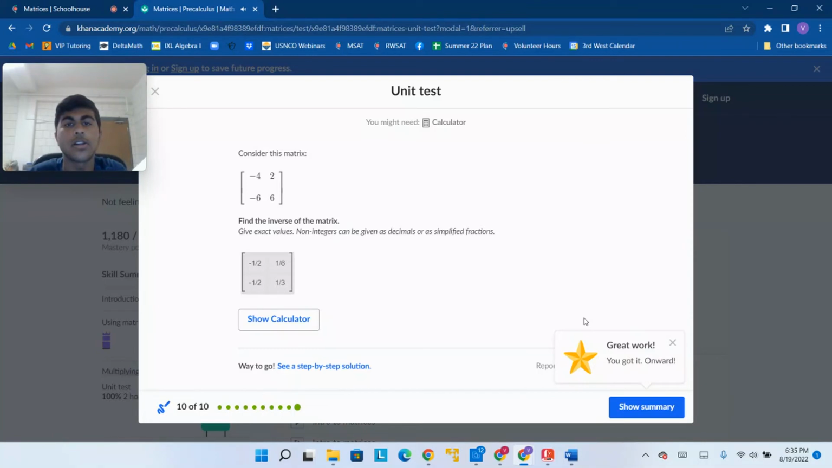That was this entire unit test on matrices, one of the topics in pre-calculus.